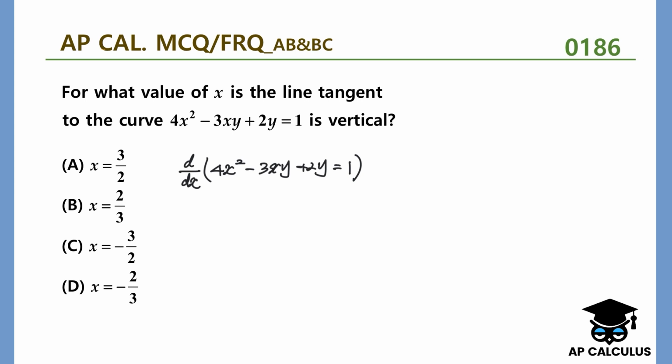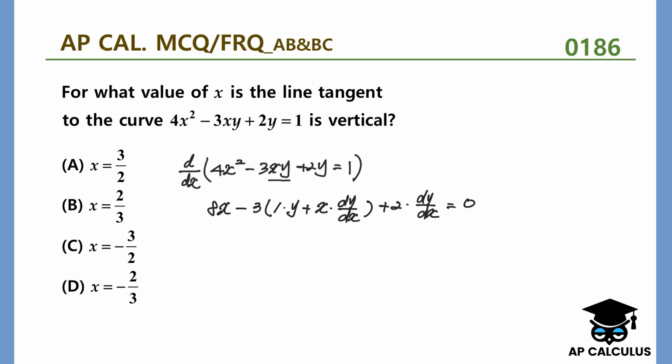So derivative of 4x squared, that's 8x, minus 3 times, here for the derivative of this, we have to apply the product rule, right? Derivative of x, that's 1, times y, plus x times derivative of y, dy over dx, plus 2 times derivative of y, which is dy over dx, is equal to the derivative of 1, which is 0, right?